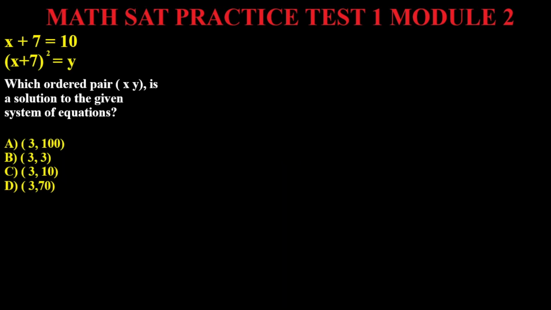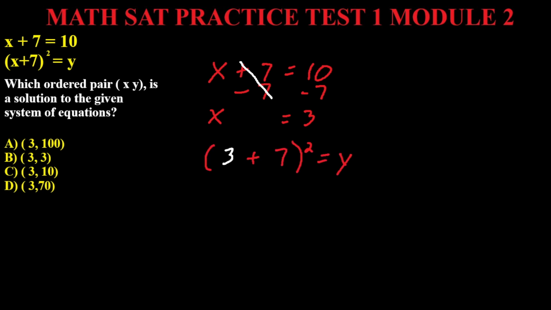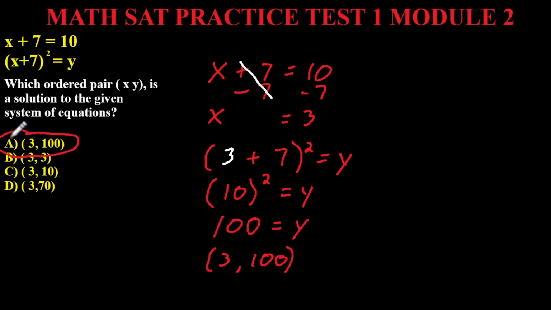Here we're given a system of equations, and we are asked to find which ordered pair is a solution to the system of equations. Substitution is best because I can change this one to be x equals 3 and then just substitute a 3 inside here. So let's do that now. We have x plus 7 equals 10. We subtract 7 from both sides. We get x equals 3, and then we take the second equation and substitute the 3 for the x. We simplify inside the parentheses. We square the 10. And then our ordered pair is 3, 100, which we see over here is choice A.